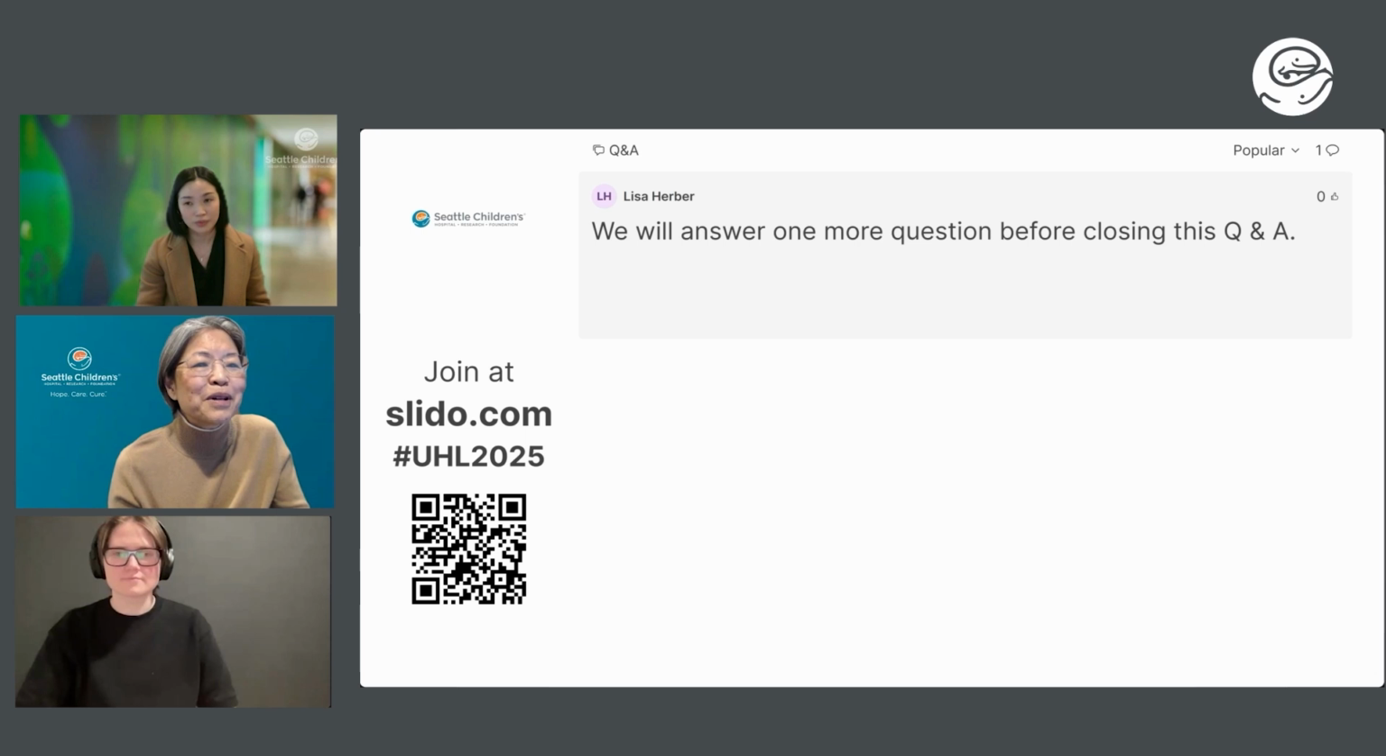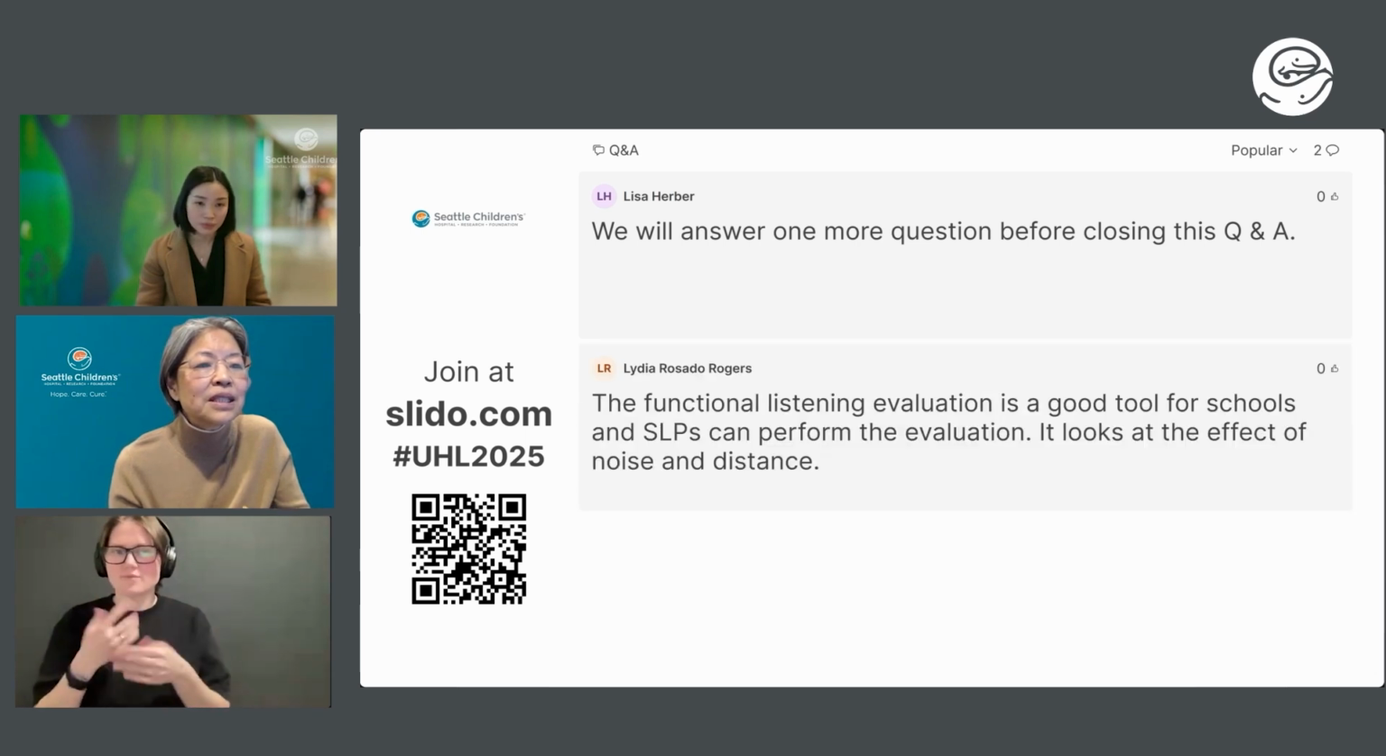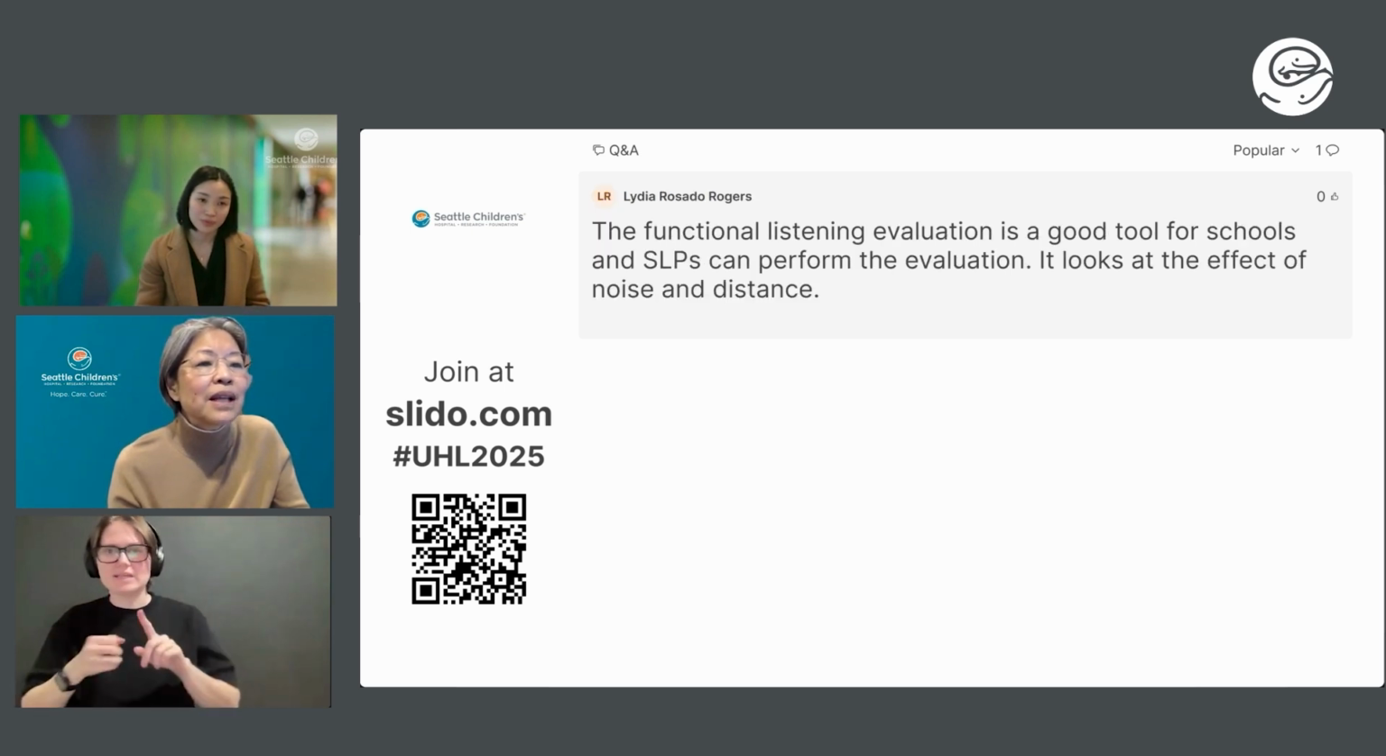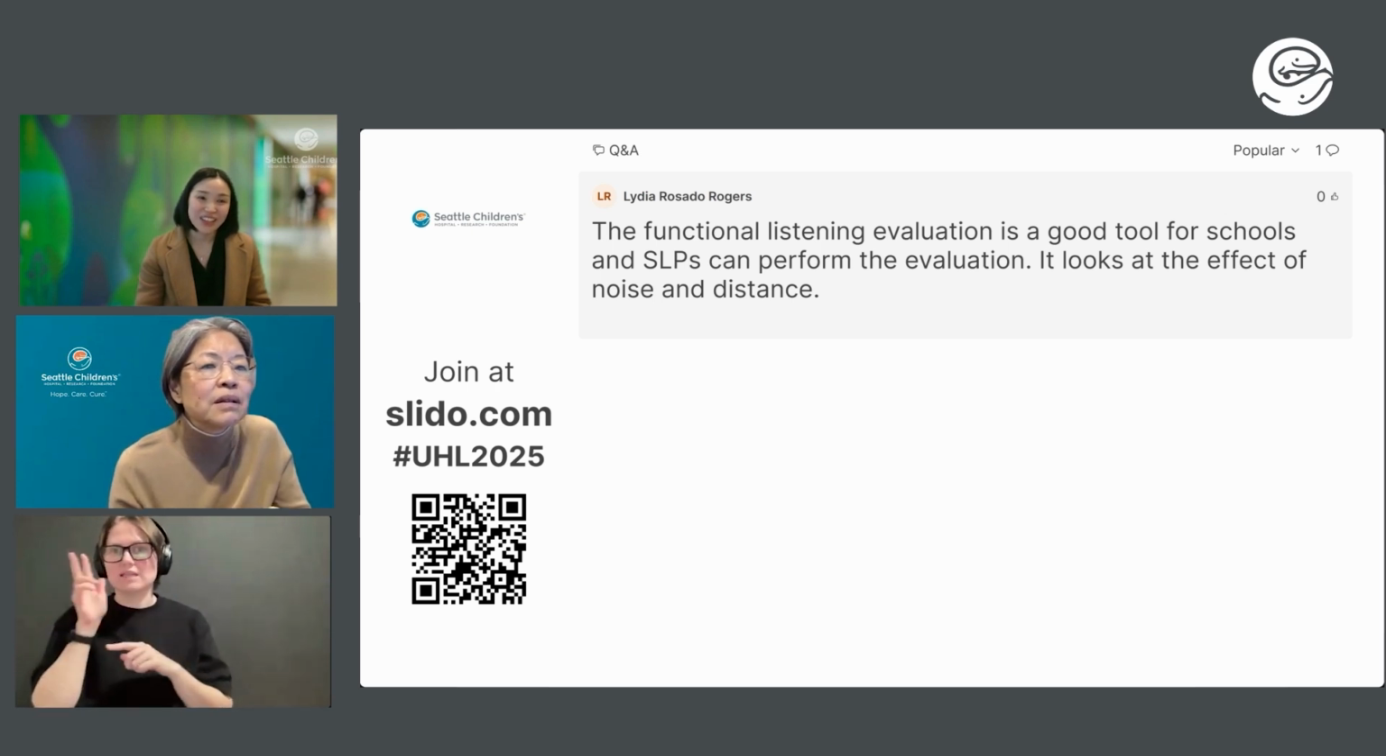All right, it looks like we have time for one more question. The functional listening evaluation is a good tool for schools, and SLPs can perform the evaluation. It looks at the effect of noise and distance. So that gets to the functional listening evaluation.